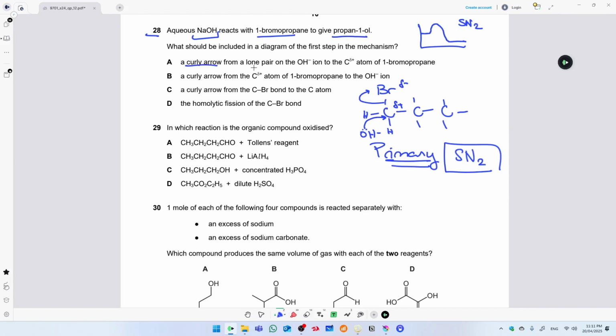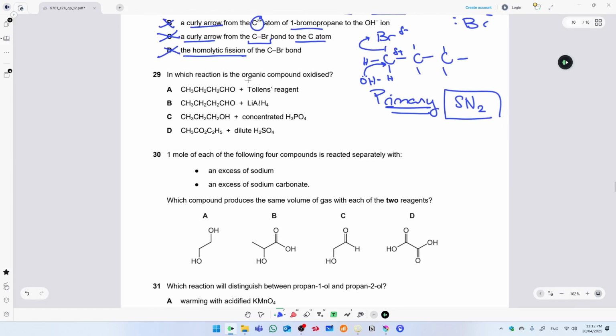So a curly arrow from a lone pair of the OH minus to the C partial positive, okay, so this is valid, yes. This is what they mean, the arrow from the OH minus to the C partial positive. A curly arrow from the C partial positive atom of 1-bromopropane to the OH minus, no, it's always from the electrons. The arrow goes from the electrons to the positive part. Curly arrow from the C-Br bond to the Br. The homolytic fission, no, it's heterolytic because it forms ions. The Br comes off as the ion with 2 electrons. It takes both of the electrons in the bond.